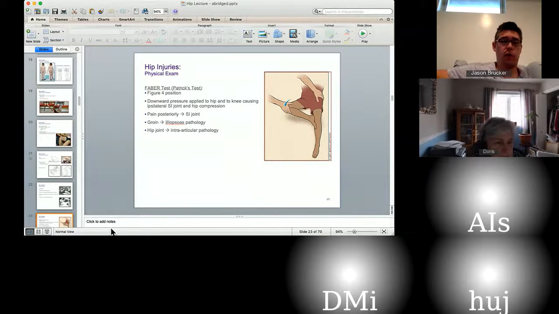So, depending on what pain is elicited, can give you different information. If there is pain felt in the buttocks, that can signify sacroiliac joint pathology. If there's pain in the groin, that can signify a hip flexor issue or an internal snapping hip. And then if it's further within the joint, then intra-articular pathology.